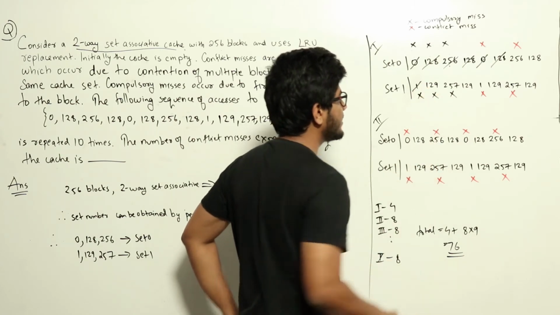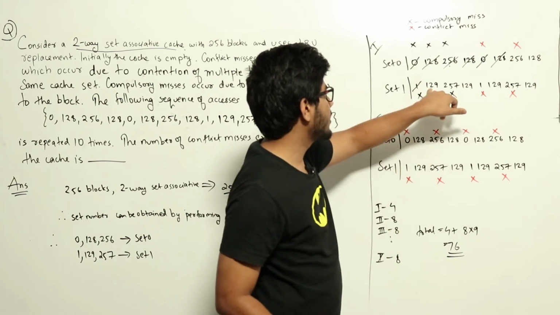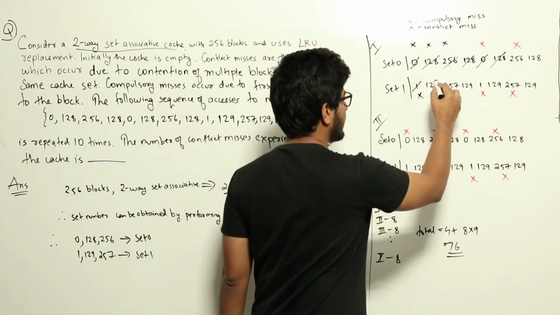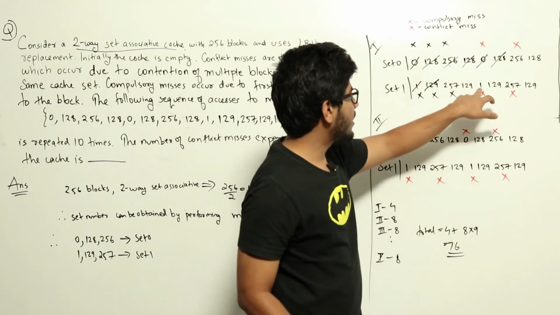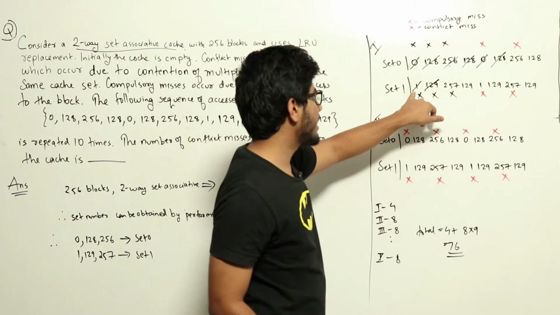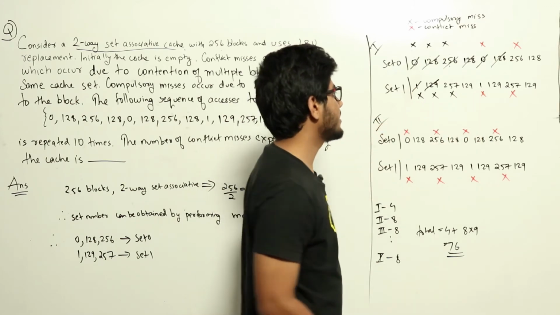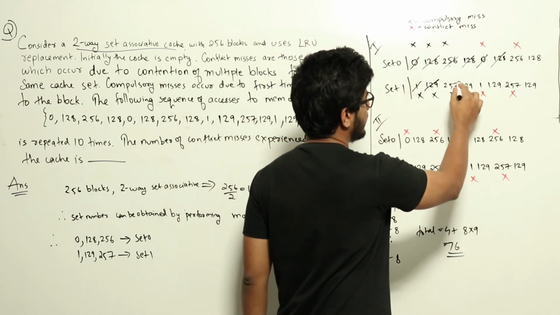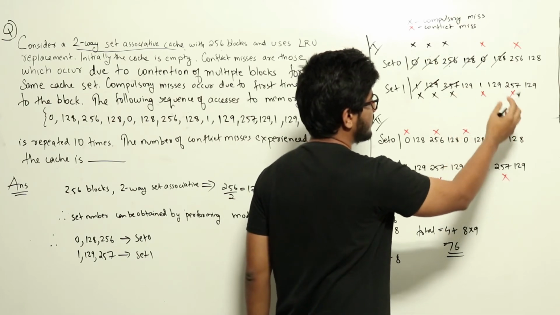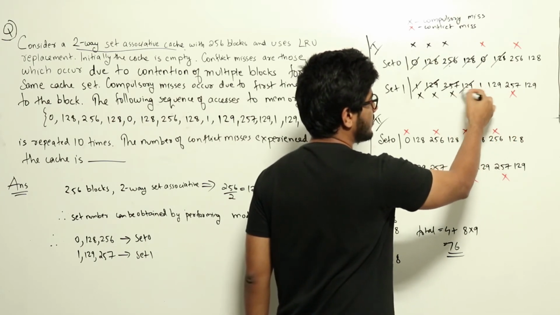Now 1 is gone from the cache. After that 129, which we already had in the cache, so this is not a miss. Then we are asking for 1 again. Now 1 we had already added to the cache and now it is gone from the cache. This is a conflict miss. 257 is gone from the cache. 129 again we are asking, it's already there, so this is not a miss.